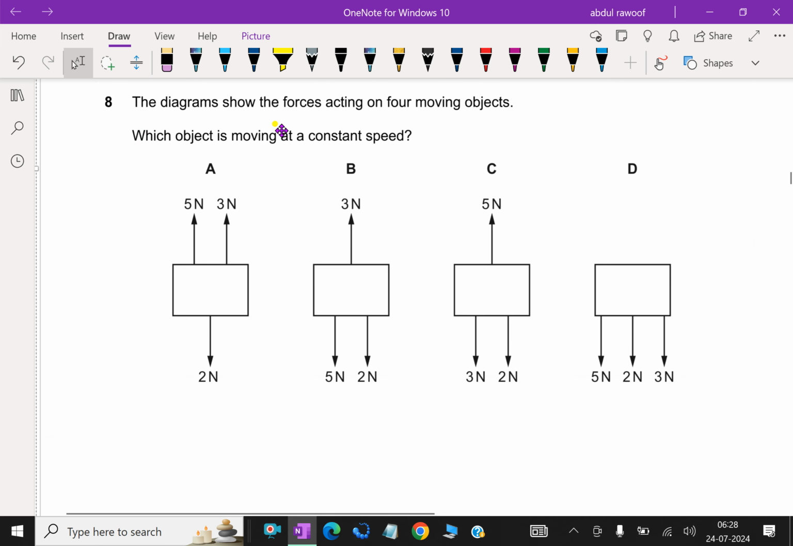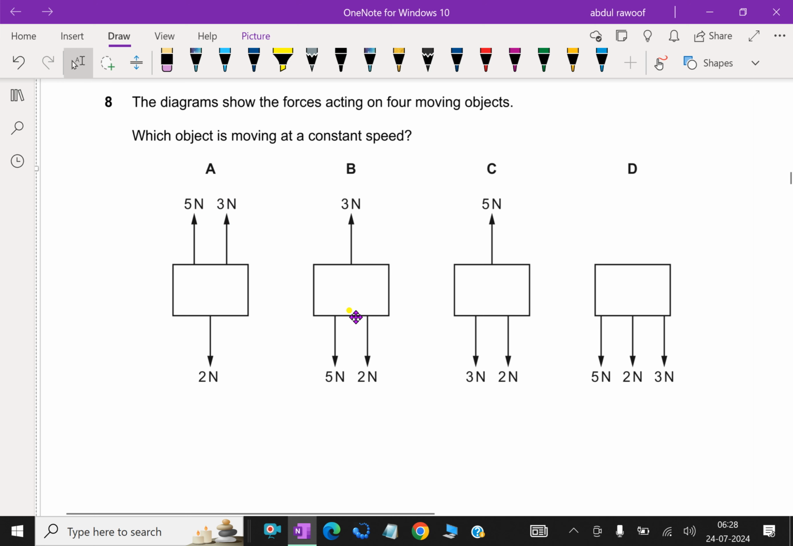The diagram shows the force acting on four moving objects. Which object is moving at a constant speed? Here, look at here. This side upward force is 5 plus 3 is 8, downward force is 2, so it goes in the upward direction because there is more force on top.